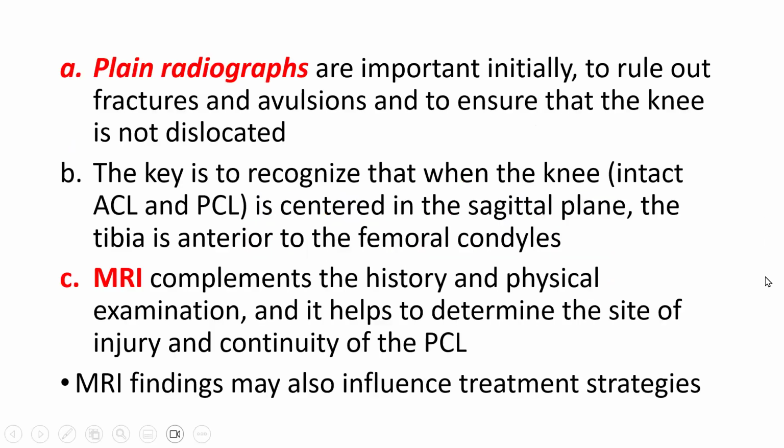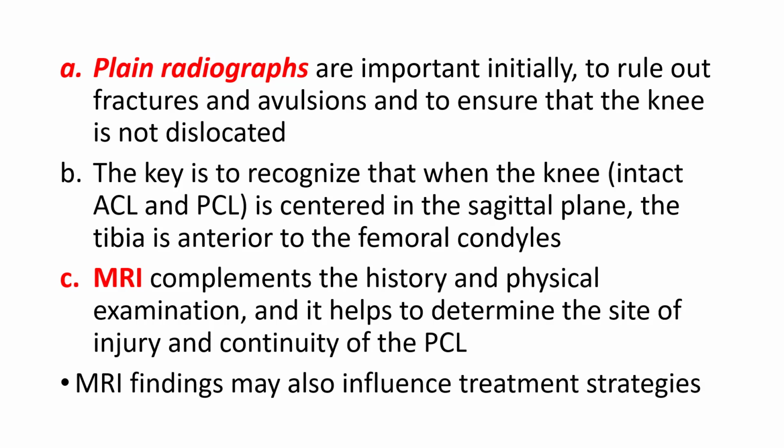What about imaging? Plain radiographs are important initially to rule out fractures and avulsions and to ensure that the knee is not dislocated. The key is to recognize that when the knee with an intact ACL and PCL is centered in the sagittal plane, the tibia is anterior to the femoral condyles. Pay attention to this. Where does the tibial tuberosity lie in relation to the femur? You see that it is anterior to the femoral condyles. This is what you can tell on a plain X-ray. And if this is anterior, then you say, hey, the ACL and PCL do not look torn.